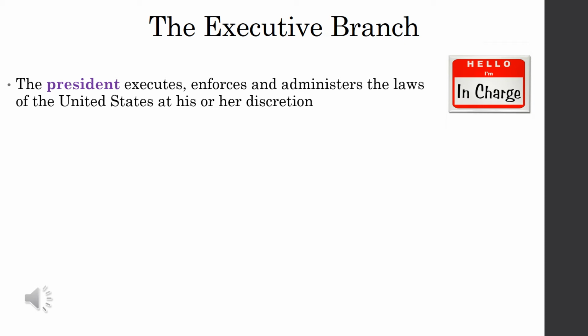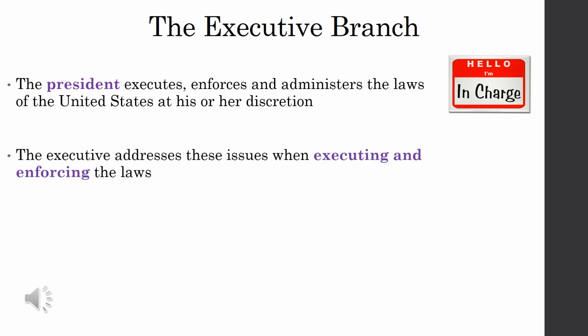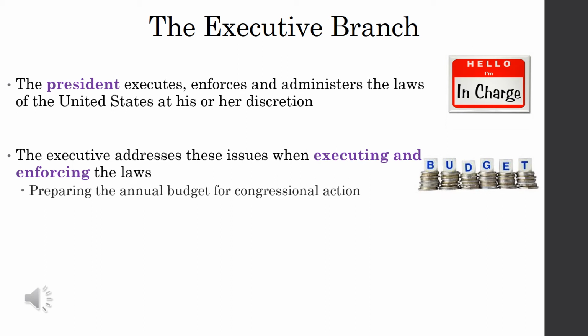Congress passes bills into law. The President takes what Congress says and runs the country based on those laws. Well, how does the President do that? The executive addresses these issues when executing and enforcing the laws. The president prepares the annual budget for congressional action. The president puts together a gigantic document and says, hey, Congress, this is how much it's going to cost to run the federal government next year. Please pass some spending bills so that we can fund the government.